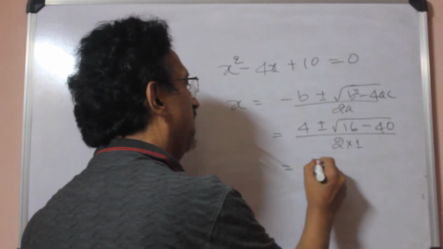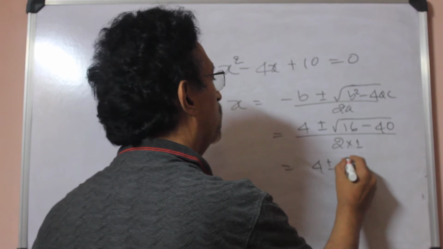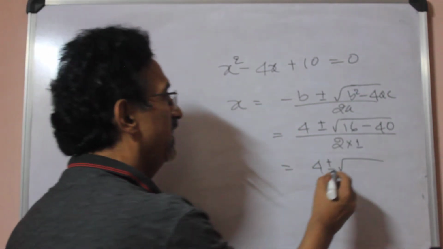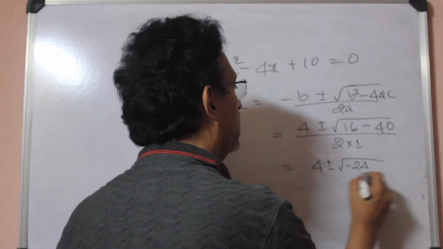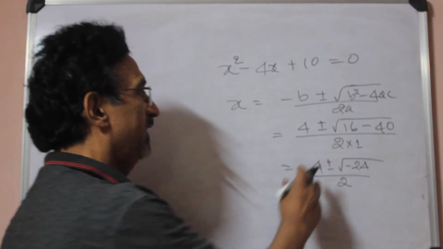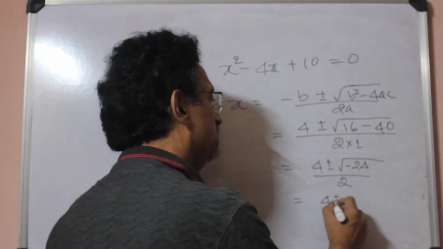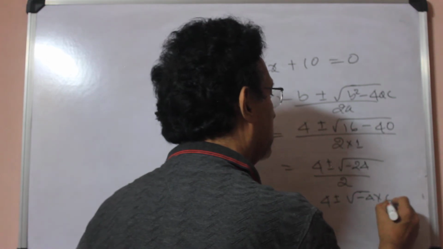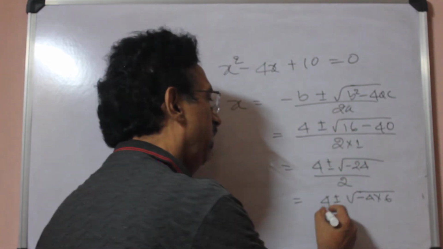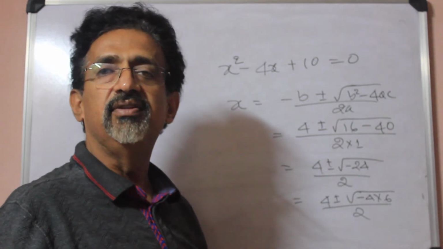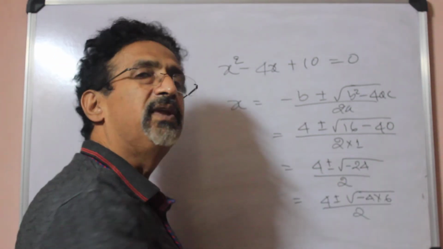So what I get is 4 plus or minus square root of 16 minus 40, that means minus 24, divided by 2. So this I can write as 4 plus or minus square root of minus 4 times 6, divided by 2. Since b squared minus 4ac is negative, I get complex roots here.